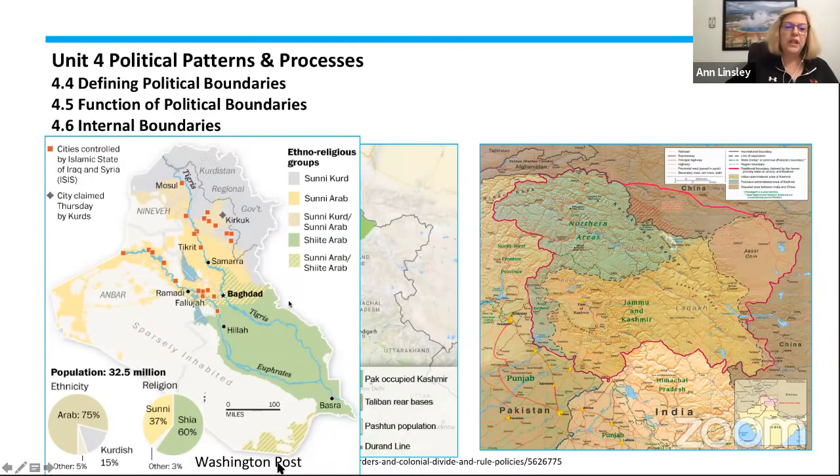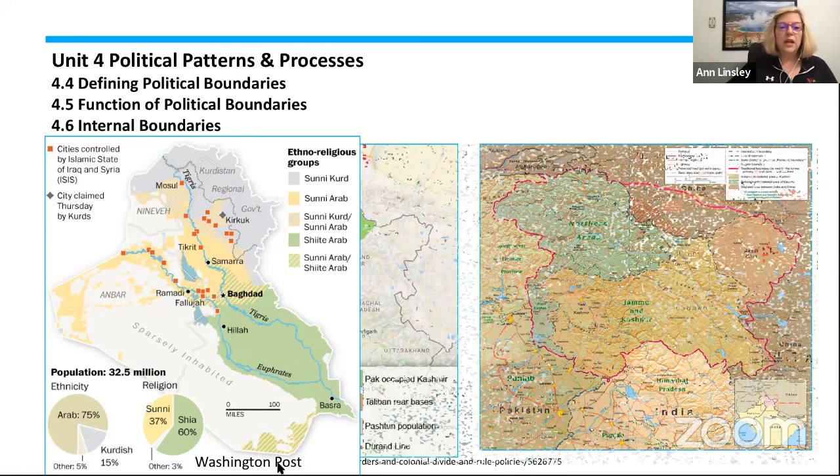Your conflict here is between Sunni and Shia Muslims, but then also throw the Kurds in as a stateless nation. And you have internal boundaries that are in conflict because of how those boundaries were essentially created post World War I. And so those are a superimposed boundary, a potential devolutionary factor in this area.